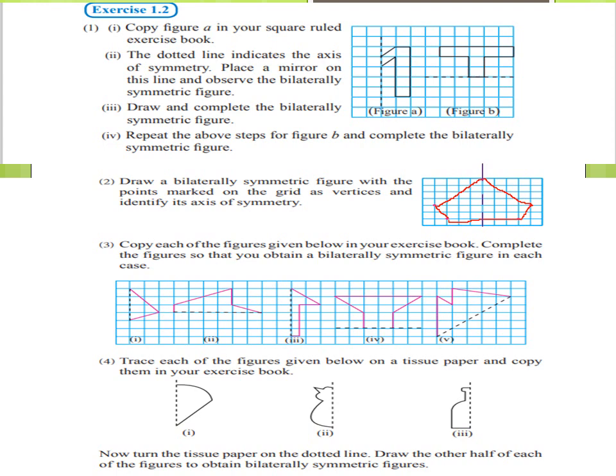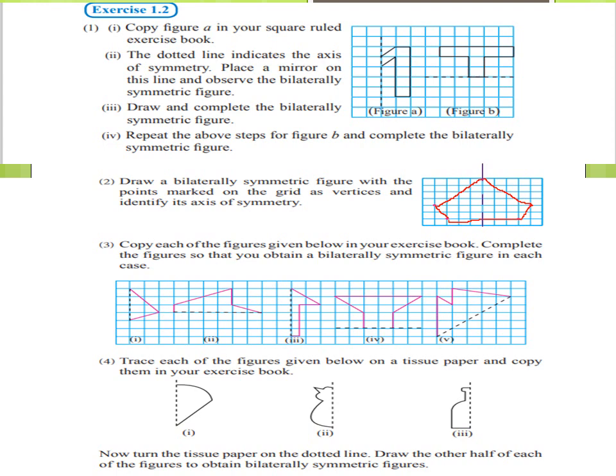1, 2, 3, 4, 5. So, you should copy the figures given below in the exercise book and complete the figures, and that means you should draw another figure like this, and you should do it.